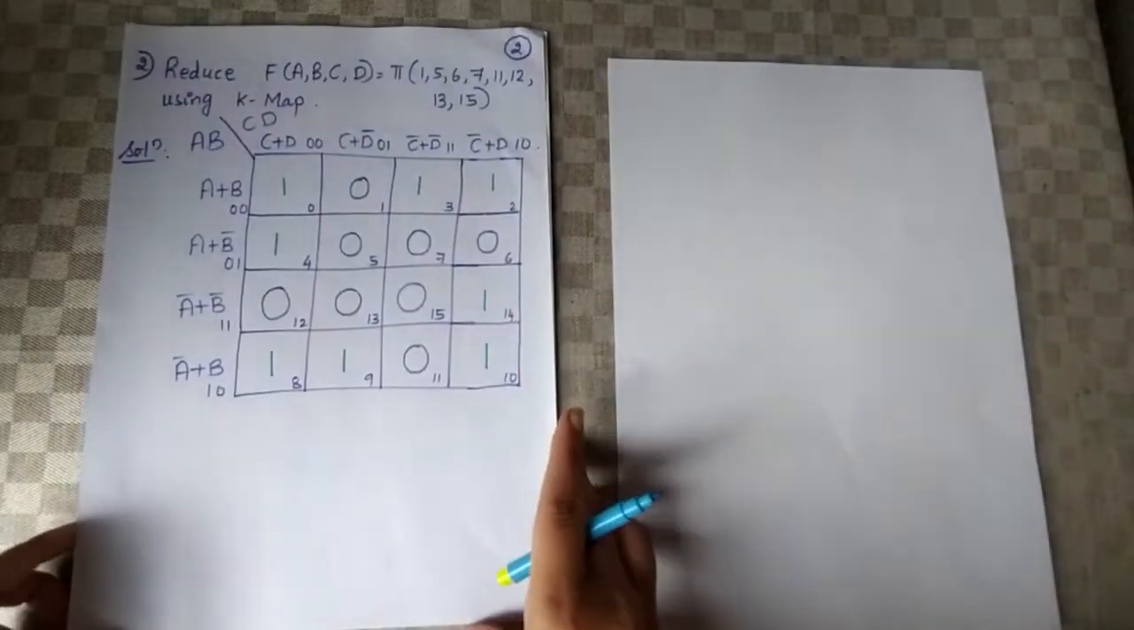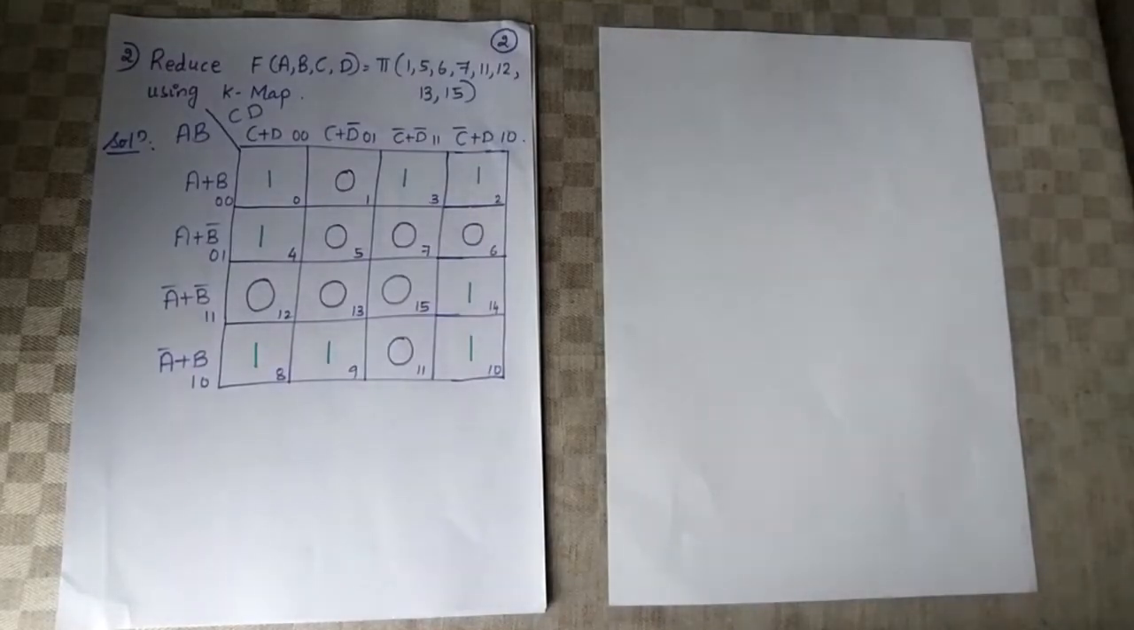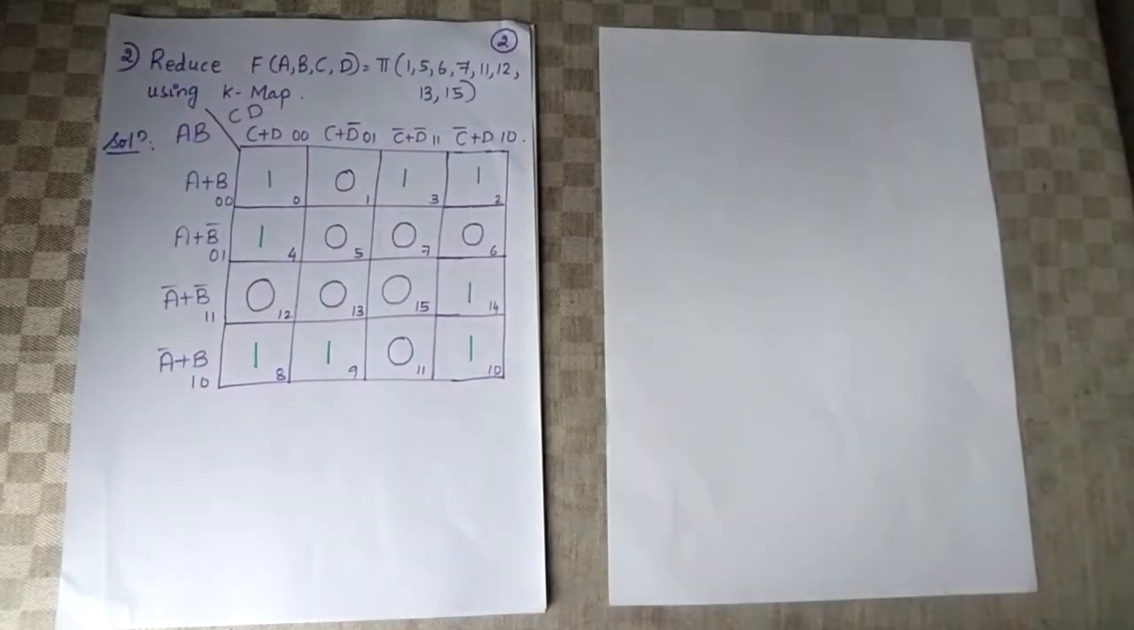Now see here. Reduce function of A, B, C, D, pi. So pi again indicates it is product of sum form. How many terms are shown here? 1, 5, 6, 7, 11, 12, 13, 15. Now since it is 4 variables, we should go for a K-map with 16 different cells.